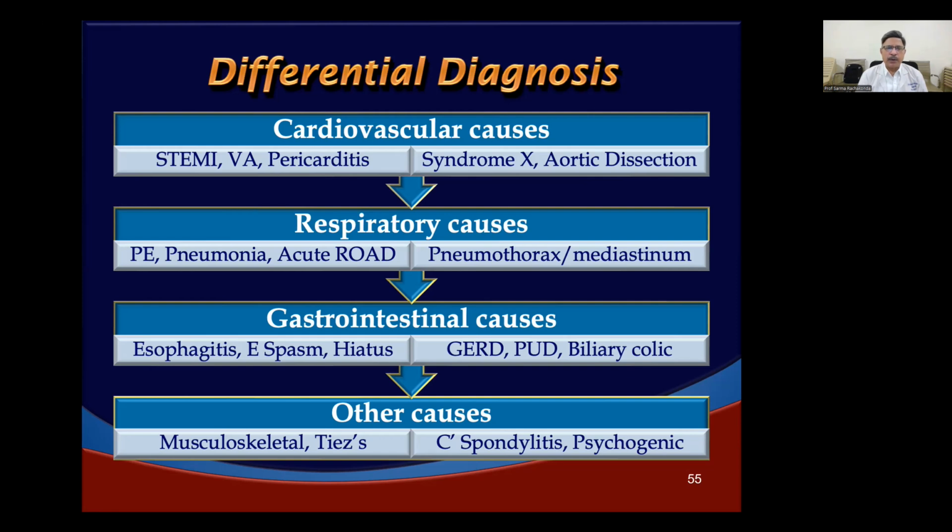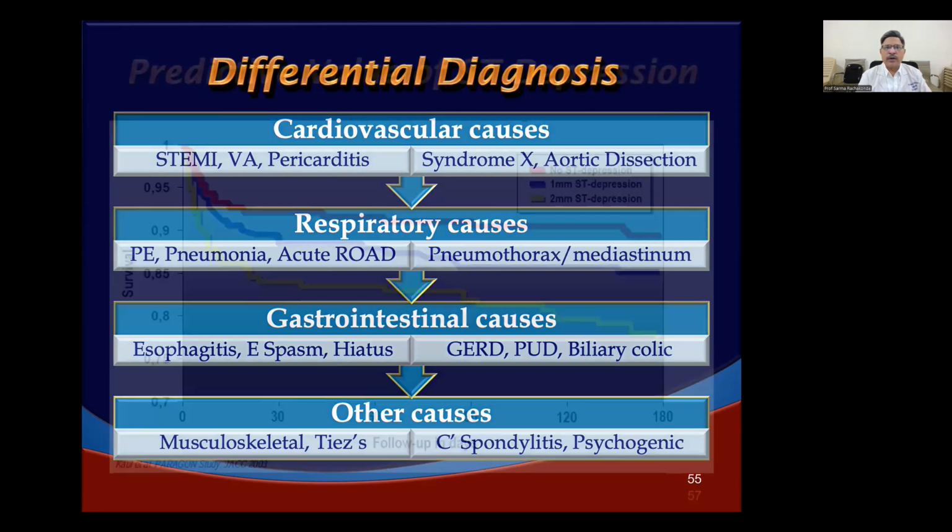Respiratory causes: pulmonary embolism, pneumonia, acute asthma, pneumothorax, pneumomediastinum. Gastrointestinal: epigastritis, esophageal spasms, hiatus hernia, GERD, peptic ulcer disease, biliary colic. Other causes: musculoskeletal, Tietze syndrome, costochondritis, and then cervical spondylosis and psychogenic. So keep these things in mind. When the working diagnosis is not fitting, then you must think of an alternative diagnosis.